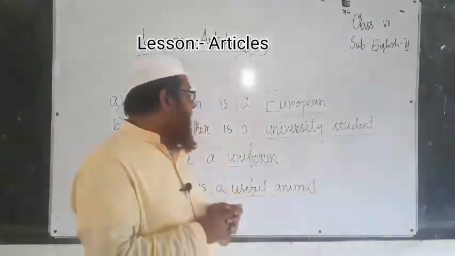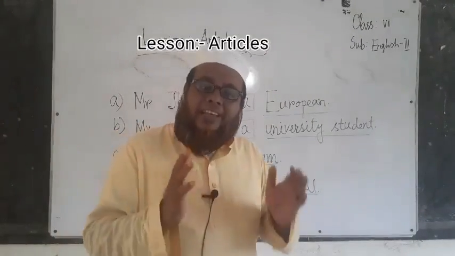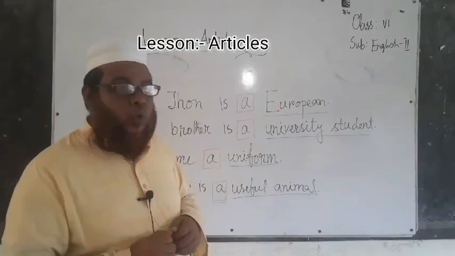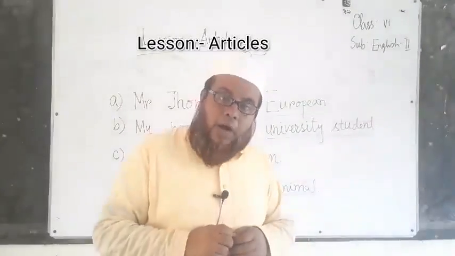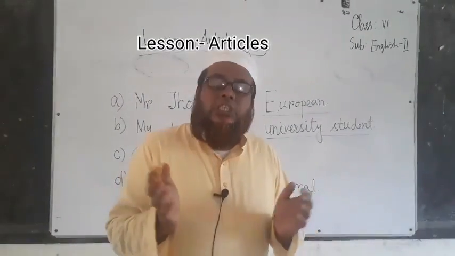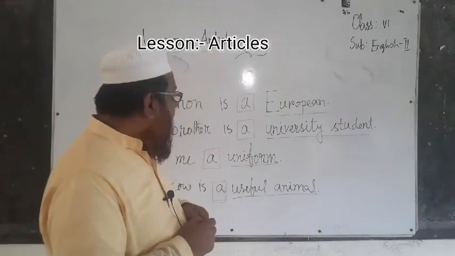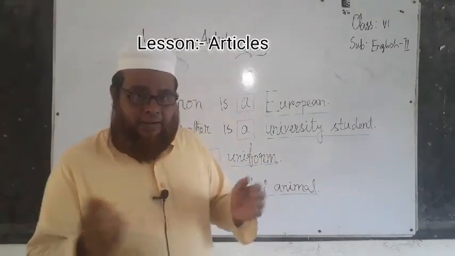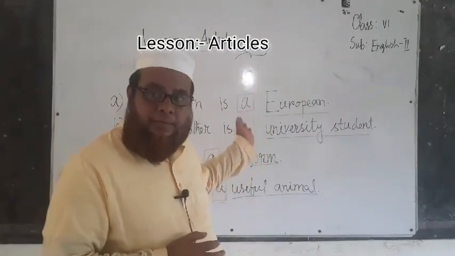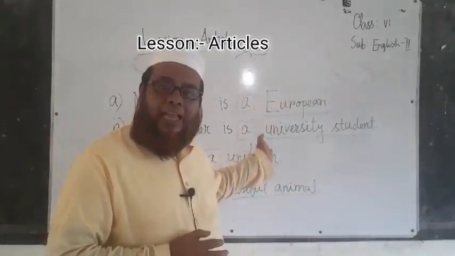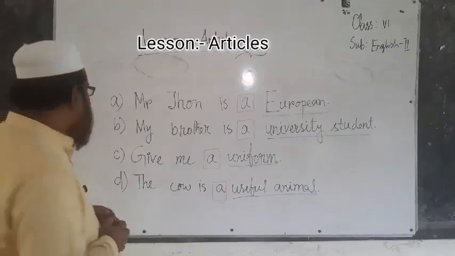But when the letter U is pronounced as 'yoo', then we have to use a instead of an. My dear student, look at the board. There are some examples. The examples will help us to clear the matter. Let us read out the examples.